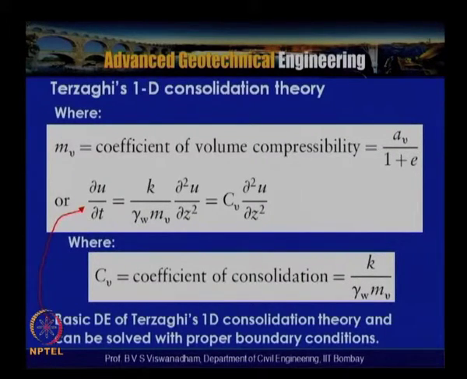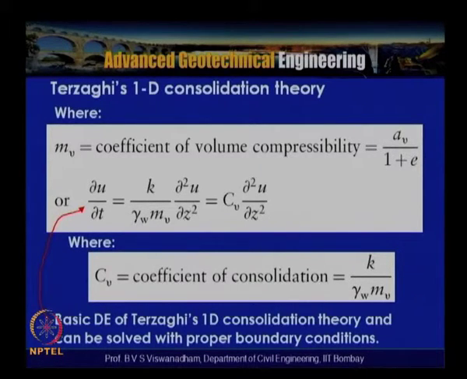So this particular equation, ∂u/∂t = Cv ∂²u/∂z², is the basic differential equation of Terzaghi's one dimensional consolidation theory, and it can be solved with proper boundary conditions. That means we have to see whether the pore water pressure has an open layer at the bottom or at the top, and what is the variation of the pore water pressure. For different variations of the pore water pressure within the soil, this can be solved, where Cv = k/(γw mv).